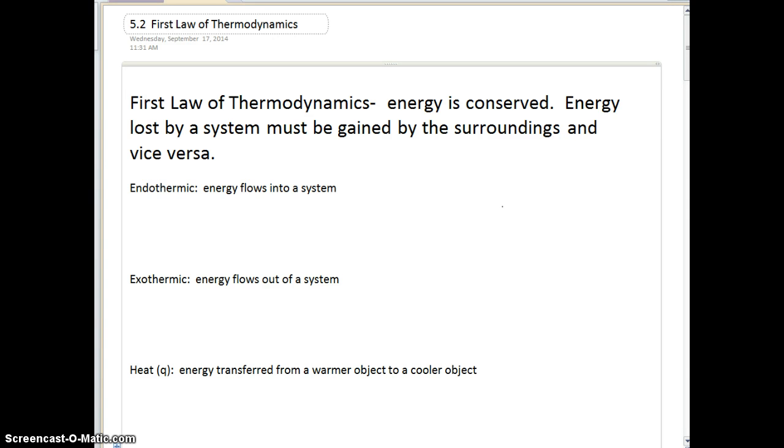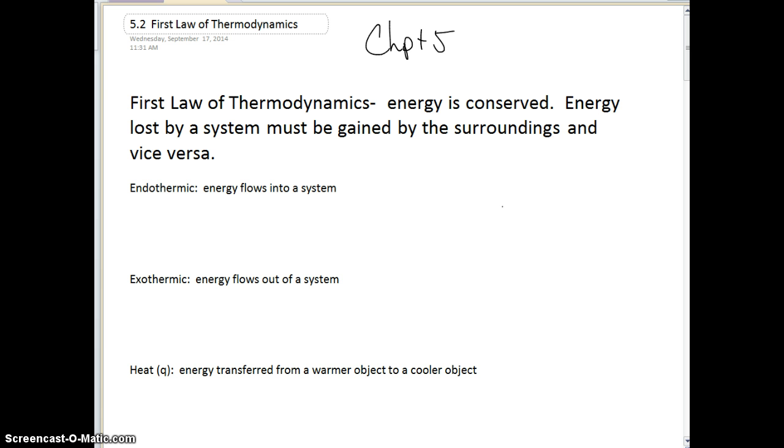We are going to be talking about Chapter 5 today, and basically what Chapter 5 has going on is it's going to be talking about heat and how heat is transferred and things like that. So again, we're in Chapter 5. And we're going to be talking about the first law of thermodynamics very quickly. We're going to get into some exothermic versus endothermic things like that.